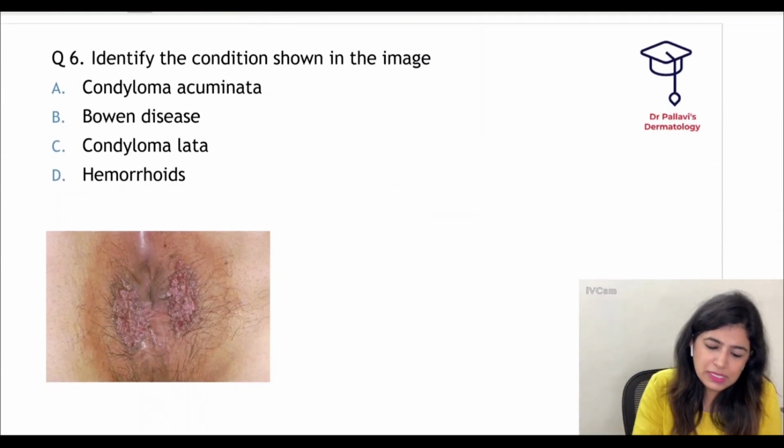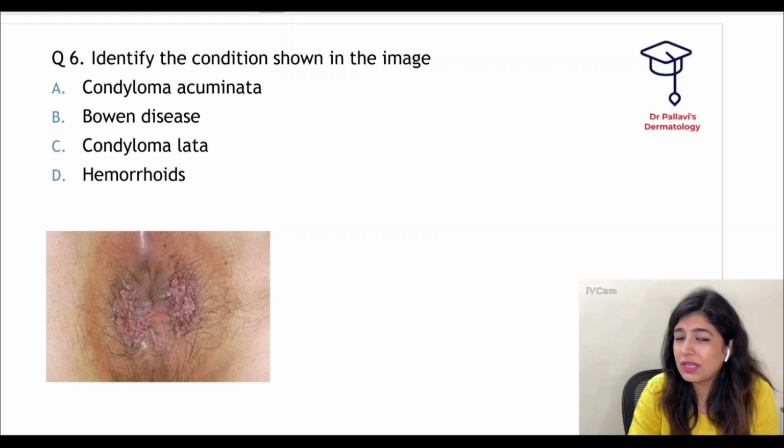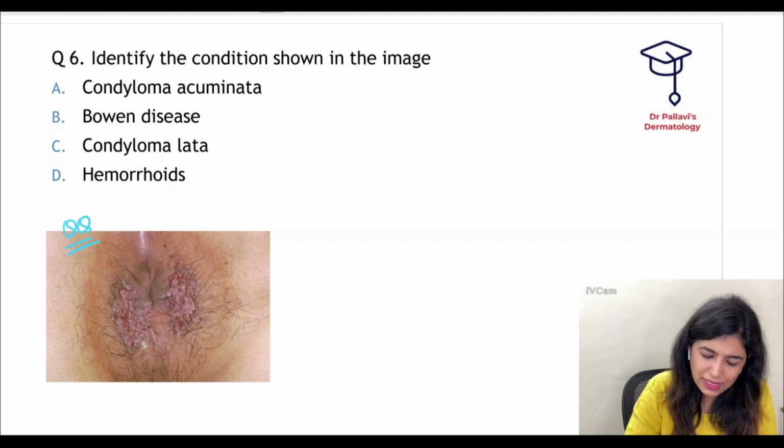Coming to question number 6. Identify the condition shown in the image. So what is the condition shown in the image? Well, this is a question which is not giving you any hint in the text. So you have to do the entire interpretation from the image. Let us see what the image is telling us.